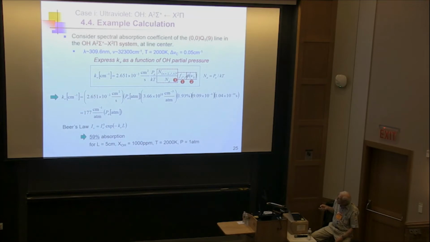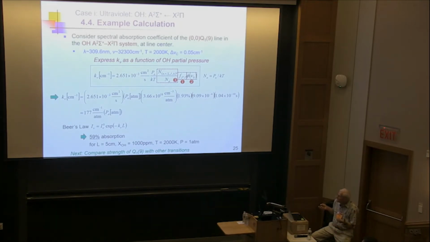Assume a path length of 5 centimeters, assume a mole fraction of 1,000 ppm, that'd be 0.1%, temperature of 2,000 degrees. And so, I didn't say that right. If I have Beer's law, and if I had 1,000 ppm at these conditions, I would get 59% absorption. Or if I measure 59% absorption, I can infer 1,000 ppm.